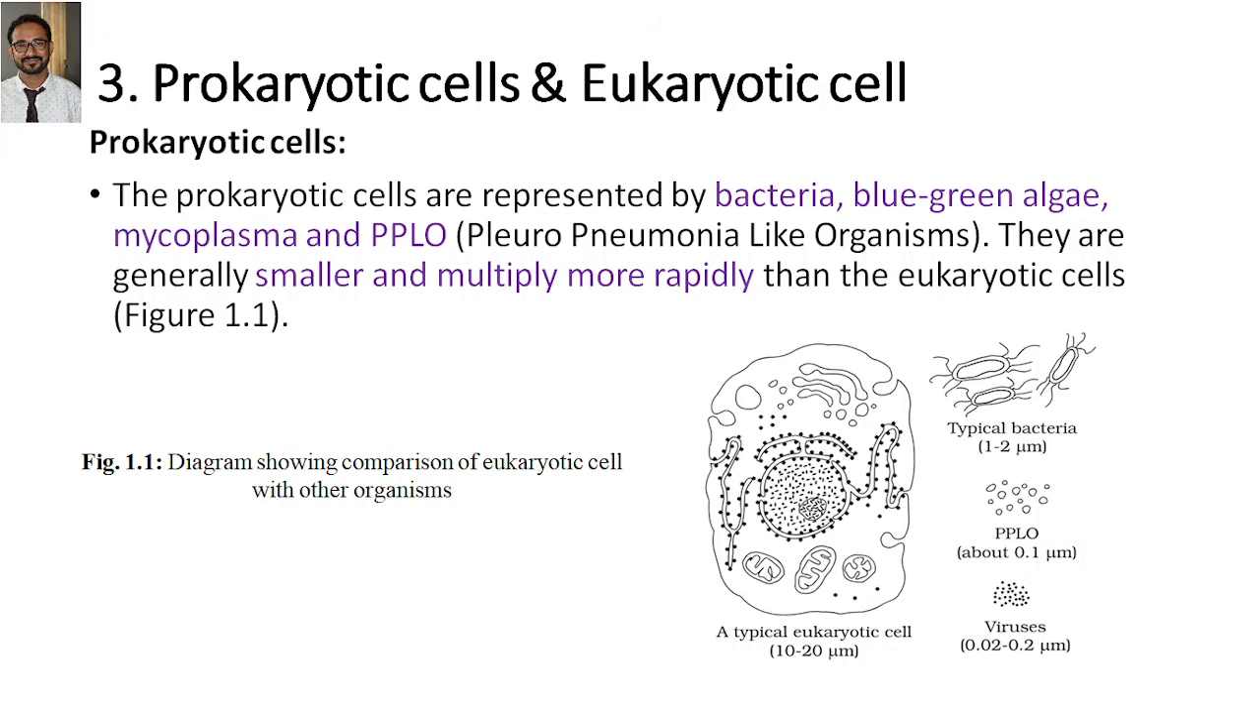A typical eukaryotic cell, you can see, has so many things, whereas a prokaryotic cell has a very small, simple cell structure. This is just a comparison between eukaryotic and prokaryotic organisms. A typical bacterial cell looks somewhat like this. PPLO looks somewhat like the viruses, even smaller than that. A typical eukaryotic cell is 10 to 20 micrometers, whereas bacteria are almost 10 to 20 times smaller, and PPLO is almost 100 times smaller. That's the reason single cells multiply faster.